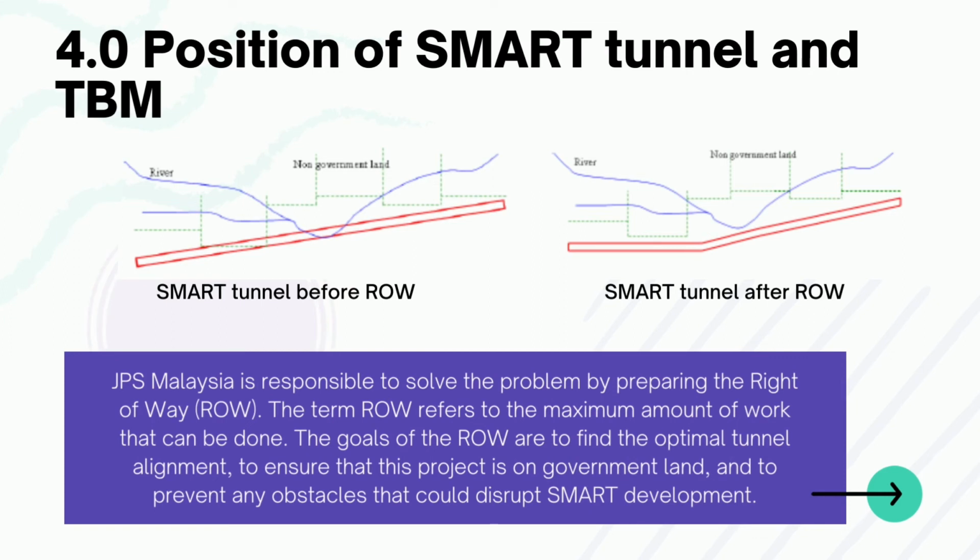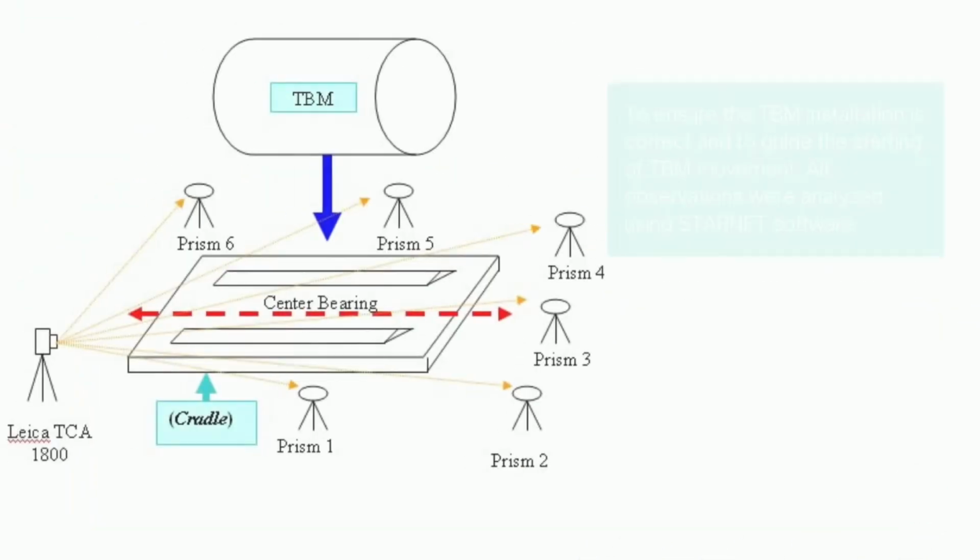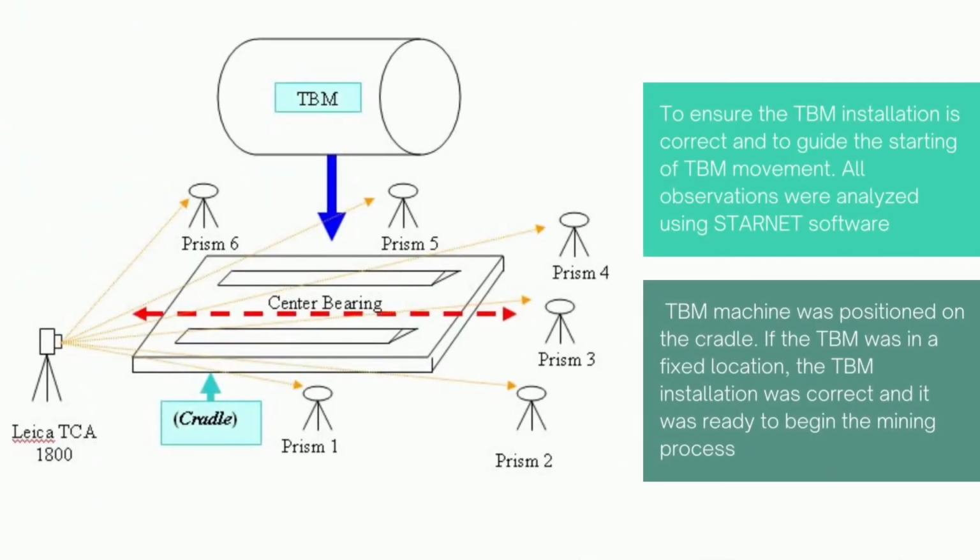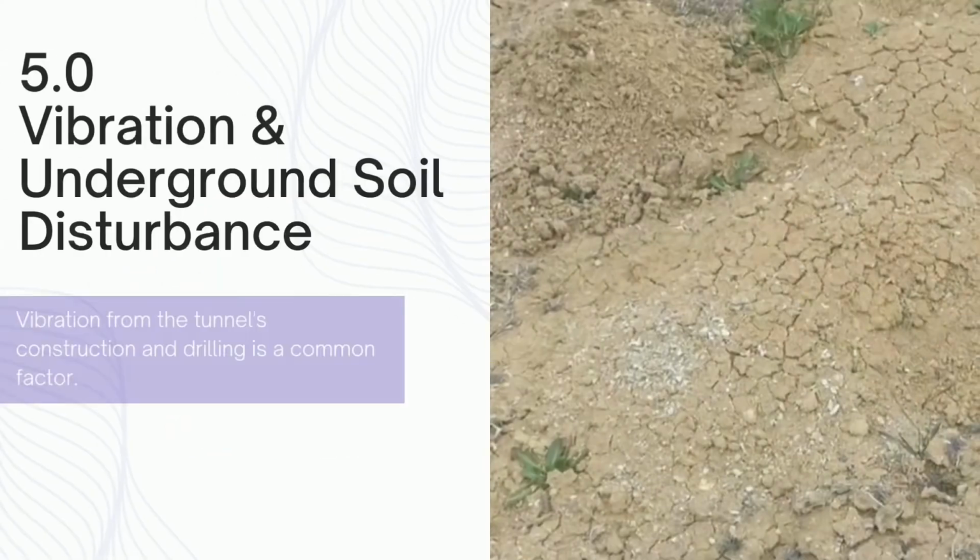As you can see in the slide, on the left side is smart tunnel before the ROW and the right side is smart tunnel after ROW. It demonstrates that the tunnel is on government property and does not cross the Kerayong River. To ensure the TBM installation is correct and to guide the starting of TBM movement, all observations were analysed using StarNet software. TBM machine was positioned on the cradle. If the TBM was in a fixed location, the TBM installation was correct and it was ready to begin the mining process.